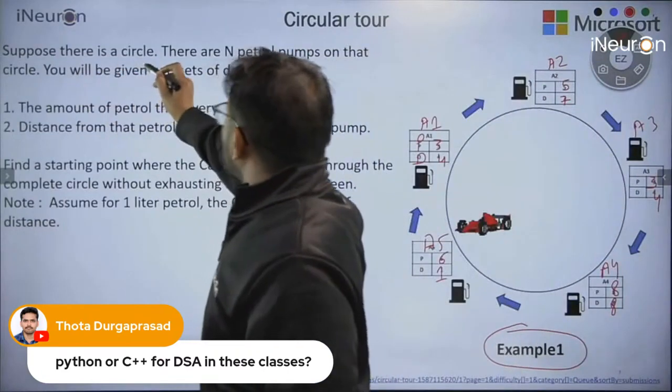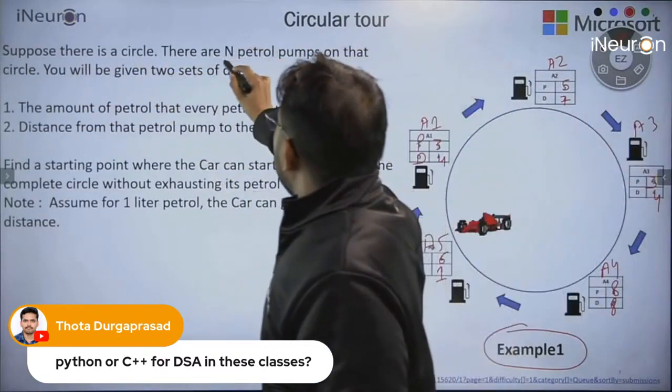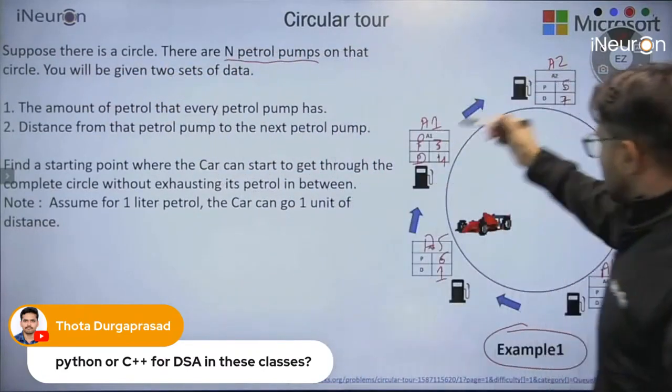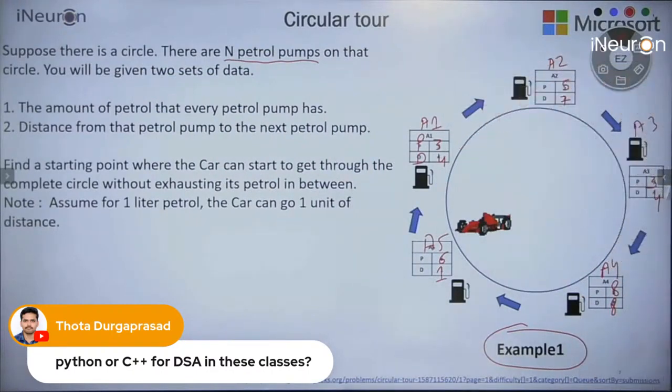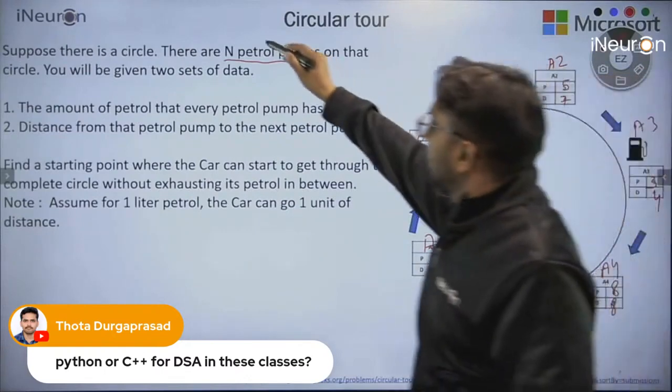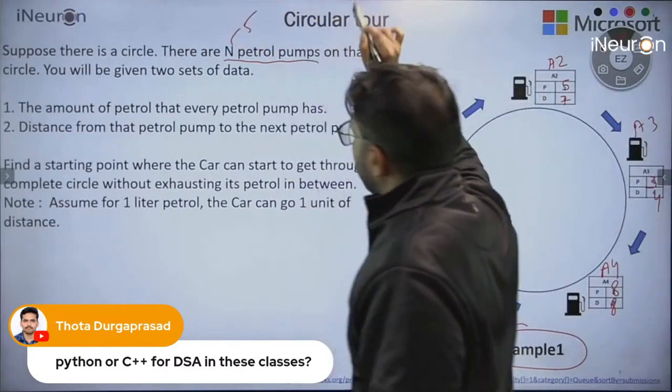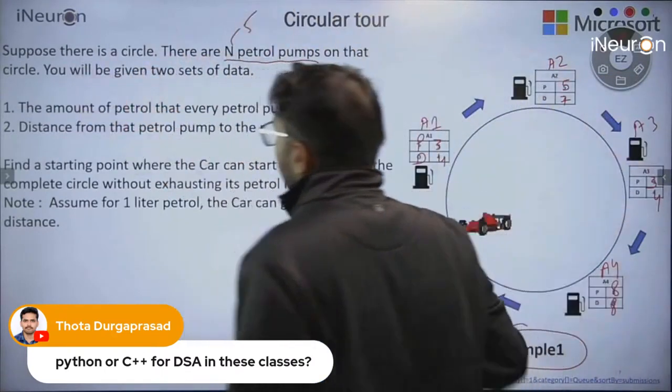There is a circle. There are n petrol pumps, so n here is 5. We have A1 petrol pump, A2, A3, A4, A5. We have 5 petrol pumps on a circle.